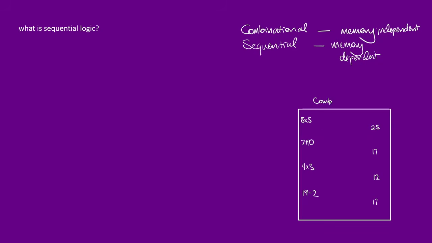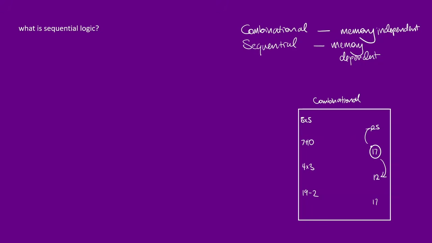So you can see that this is an example of a combinational logic circuit, because the 17 we had at this point does not depend on the fact that our previous answer was 25, and is not going to affect the next answer of 12. Each case is independent of the states, meaning that if I do 17 minus 2, the next operation, let's say 3 plus 2, is going to give me 5, and that's standalone. That's what I mean when I say combinational logic circuits are memory independent.